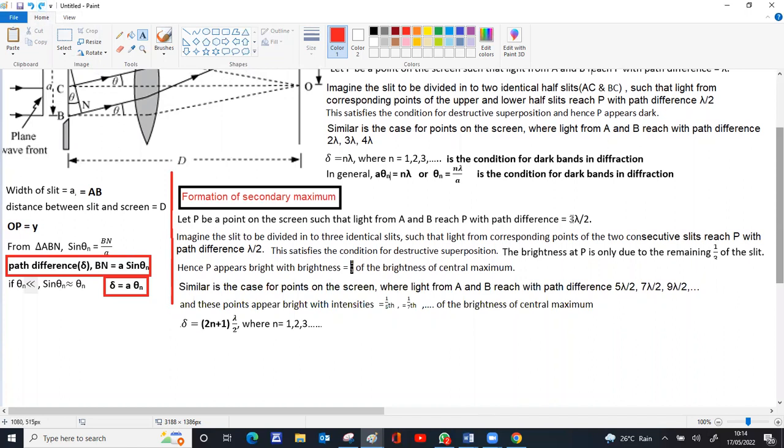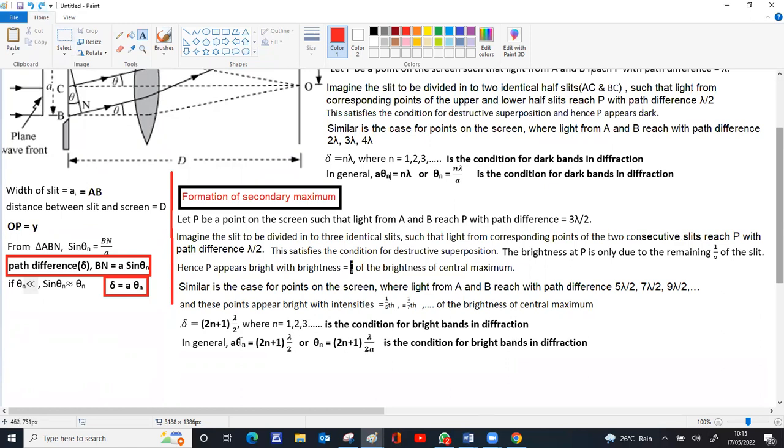So generally, 3 lambda by 2, 5 lambda by 2, 7 lambda by 2 comes as (2n plus 1) lambda by 2 with n equal to 1, 2, 3. Putting n equal to 1, we get 3 lambda by 2. N equal to 2, we get 5 lambda by 2. So the path difference for formation of a secondary maximum is (2n plus 1) lambda by 2 with n standing for 1, 2, 3. No 0 here. Again, delta you can substitute as a sin theta n.